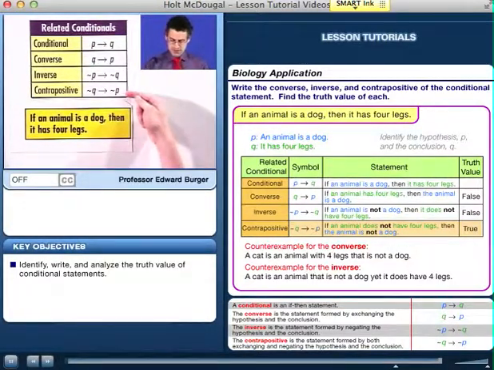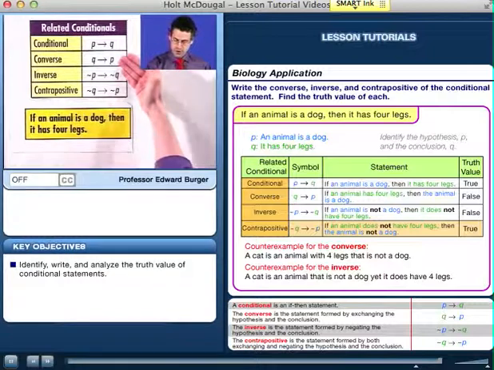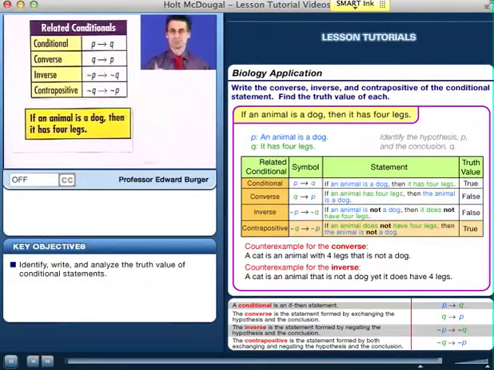So that is true. And of course, the original statement that we started with, the conditional itself, if an animal is a dog, then it has 4 legs, again, that is true as well. So we see true, false, false, true.